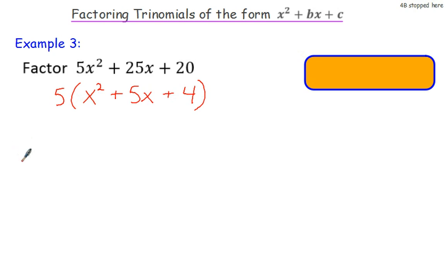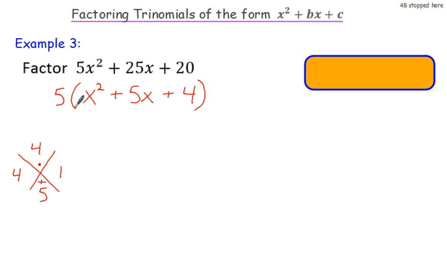If you want to set up your chart, you can do that. A lot of you guys can just kind of guess and check this without doing the chart, since this is a very simple one. But you're looking for numbers that multiply to 4 and add to 5, which would be 4 and 1, right? 4 times 1 is 4, 4 plus 1 is 5, both positive.